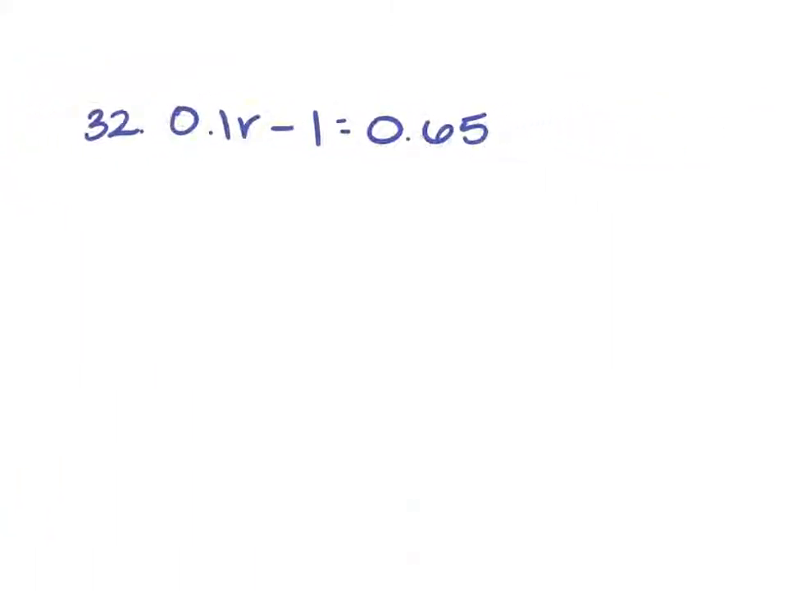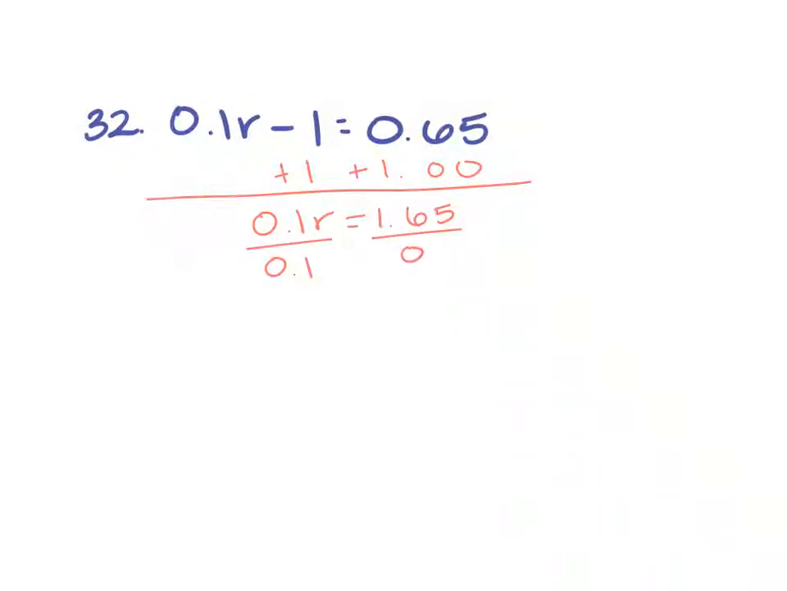Now we're going to look at a final equation where this time instead of fractions or whole numbers, we end up with decimals. So the way I'm going to treat it is exactly the same though, even though I have decimals. I'm going to start off by trying to isolate my variable as much as possible. So I'm going to add 1 to both sides. So I end up with 0.1r equals 1.65. From here, to solve for r, I'm going to divide both sides by 0.1. So r equals about 16.5.